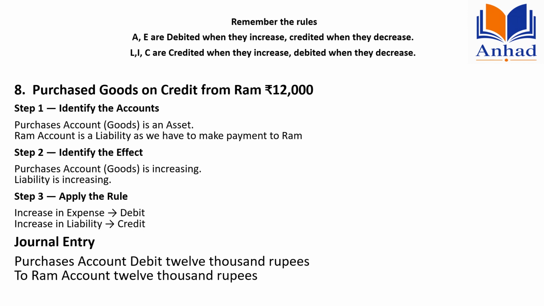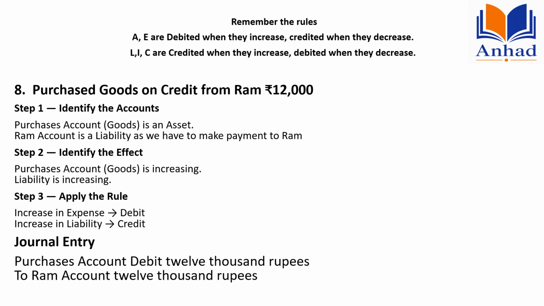Step 3. Apply the rule. An increase in an expense is debited. An increase in a liability is credited. Journal entry. Purchases account debit 12,000 rupees, to Ram account 12,000 rupees.